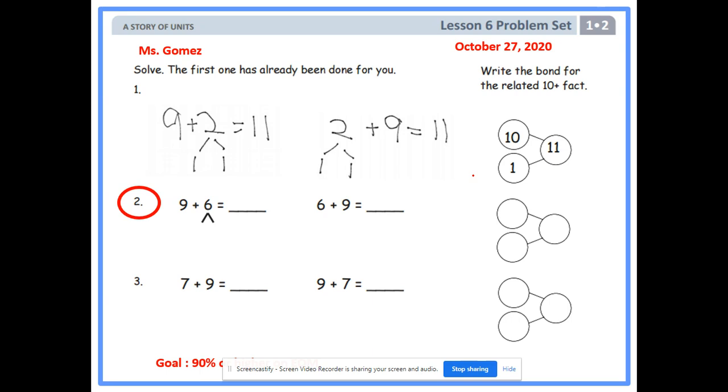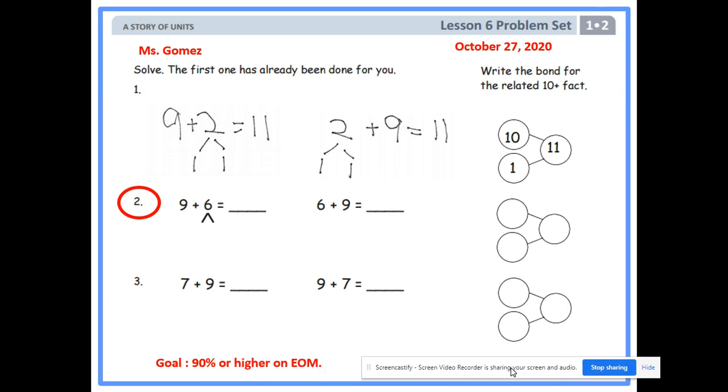Now it's time for you to open up your problem set. Go ahead and open up your problem set to lesson 6. Write your name, date, and your goal. Let me move this so you can see your goal. Today's date is October 27, 2020, and the goal is to get a 90 or higher on end of module. Press play when you've done that.